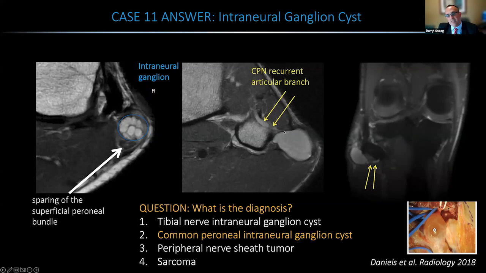Here, we see this articular stalk or articular branch, both on the PD image and also on the MIP image, and it's trying to make its way to the proximal tibiofibular joint from which it's arising. I'll just make a note that the common peroneal intraneural ganglion cyst, and here is a nice intraoperative image from Dr. Wolf, is much more common than the tibial nerve intraneural ganglion cyst, which can exist as well, but the common peroneal is much more common.